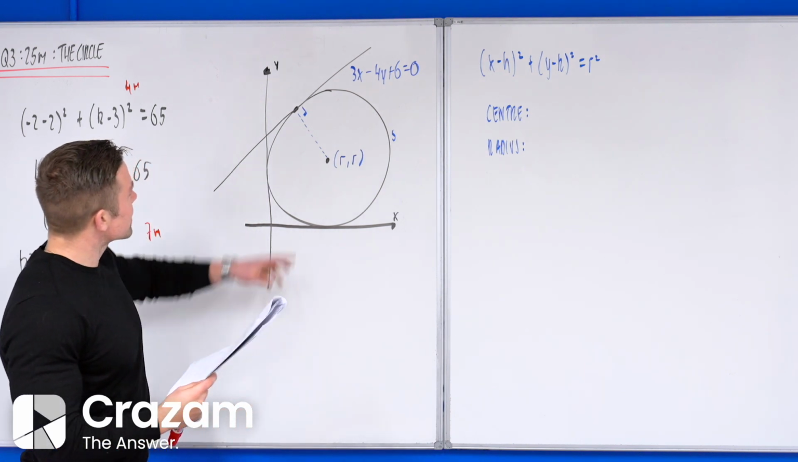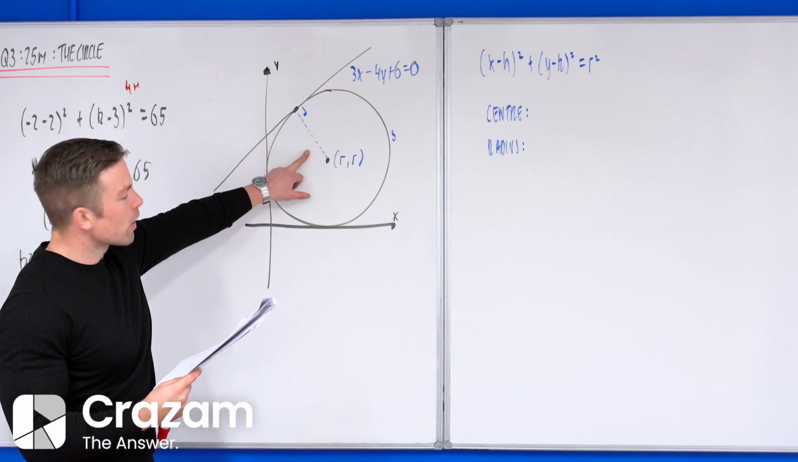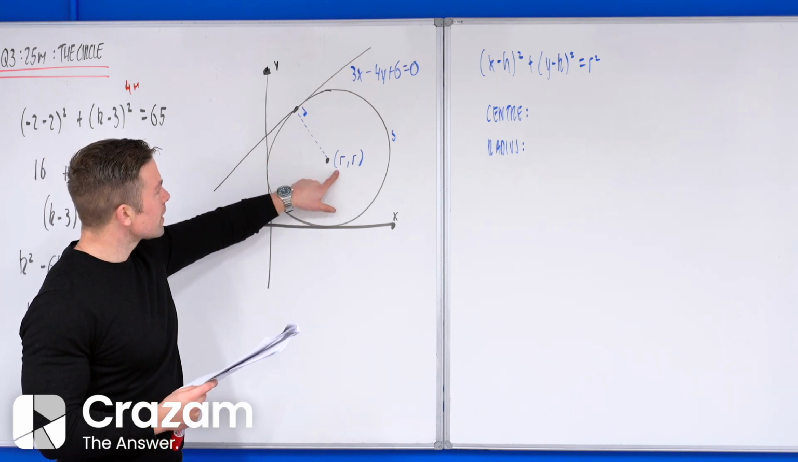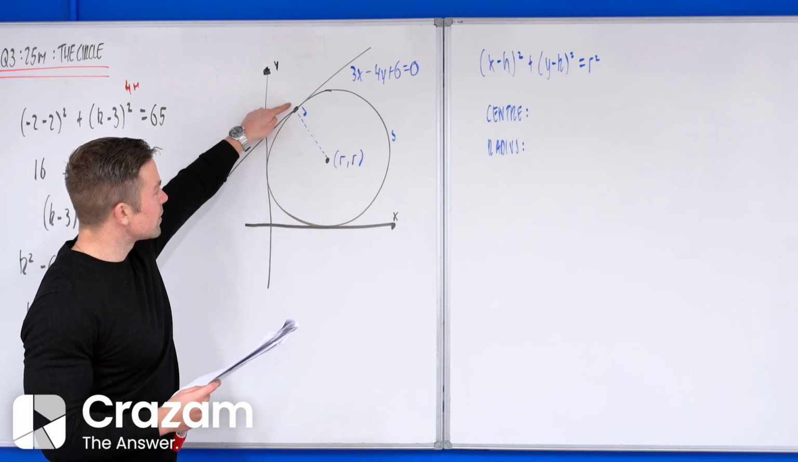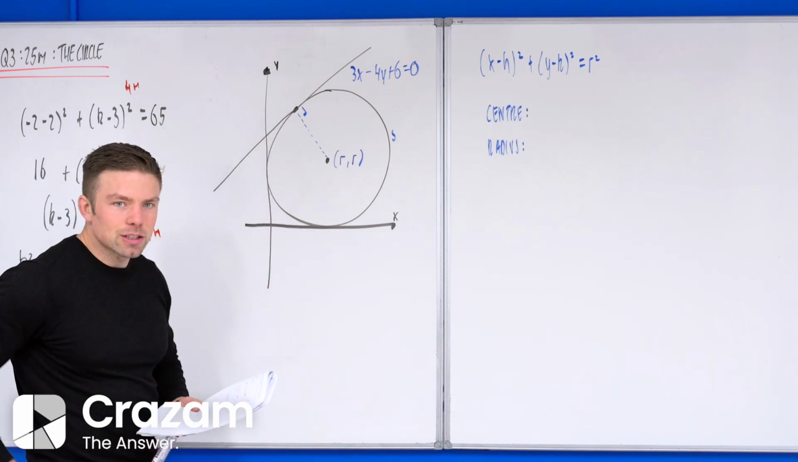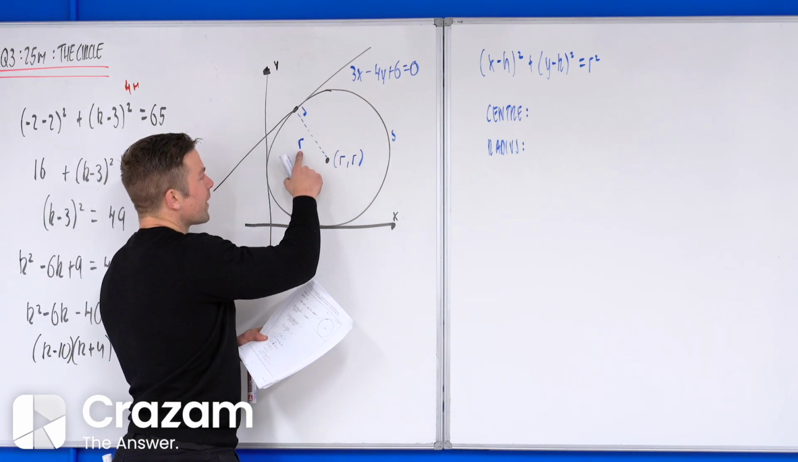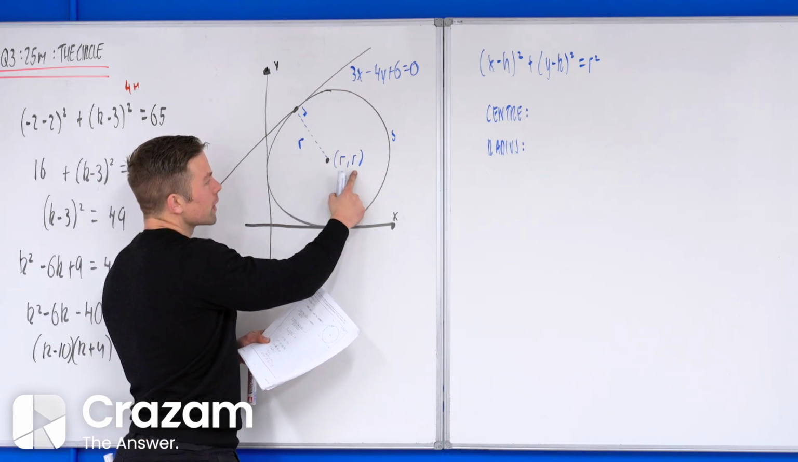But if we go back to this dotted line here, we know that the distance from the centre to this line is equal to the radius, and I know this sounds silly, but the radius is a value of r. So if that's 3, and that's 3.